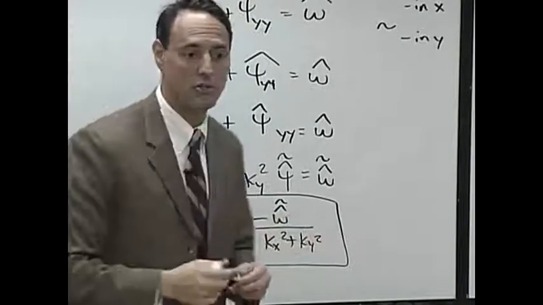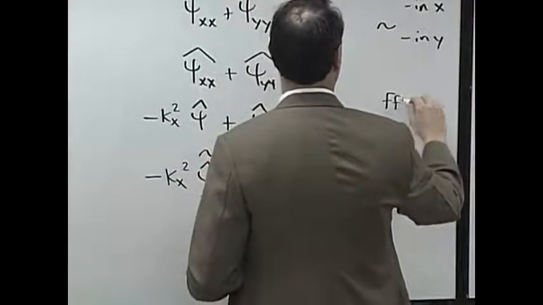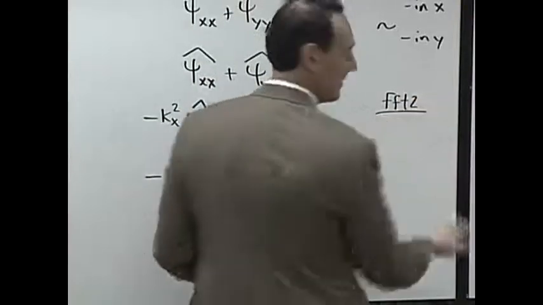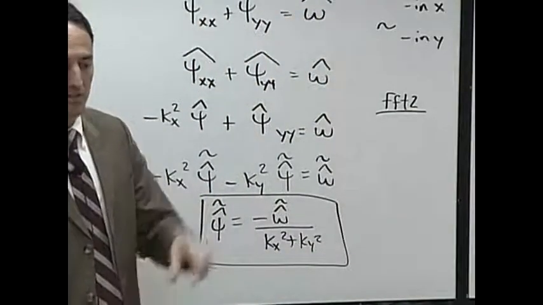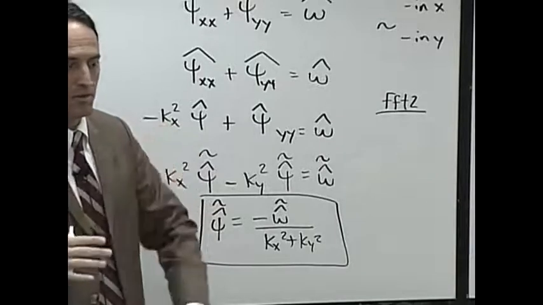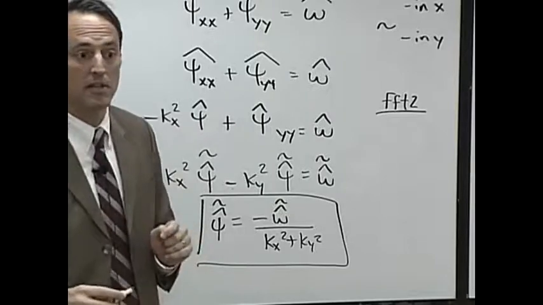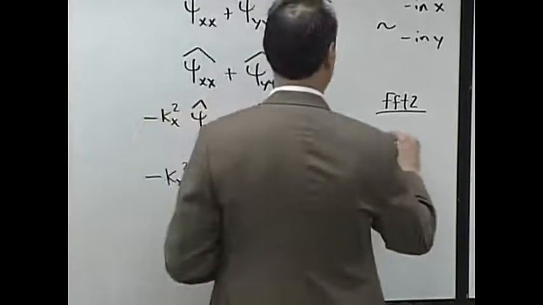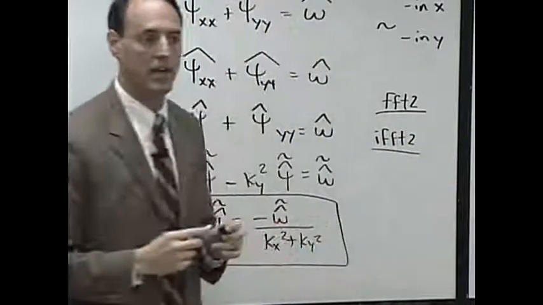And by the way, if you want to Fourier transform in two dimensions, here's the command. Simple as that. Give it a matrix, fft2, Fourier transforms in x, Fourier transforms in y. It's as easy as that. You want to inverse Fourier transform that thing? Easy as that.